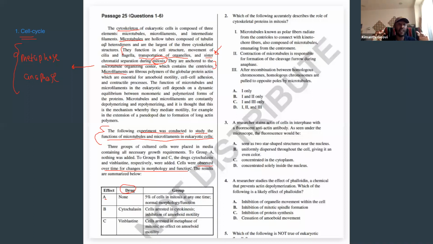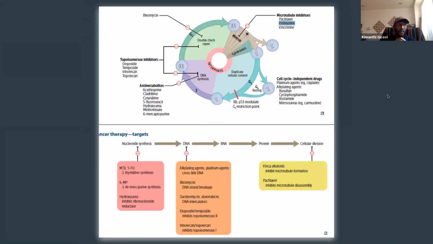Third paragraph, they tell us they're gonna run an experiment that has a control, effect A, and two different drugs. And what they're trying to find out is how these two drugs affect microfilaments, but not really microfilaments. They're trying to see how those affect the cell cycle, okay? So I'm gonna just cut to the chase here. This is what that passage is about.